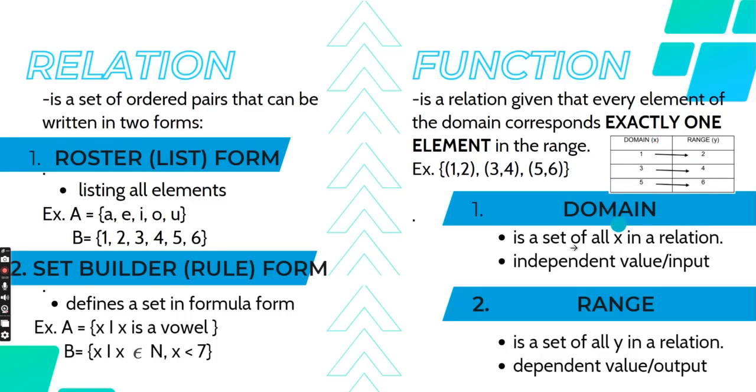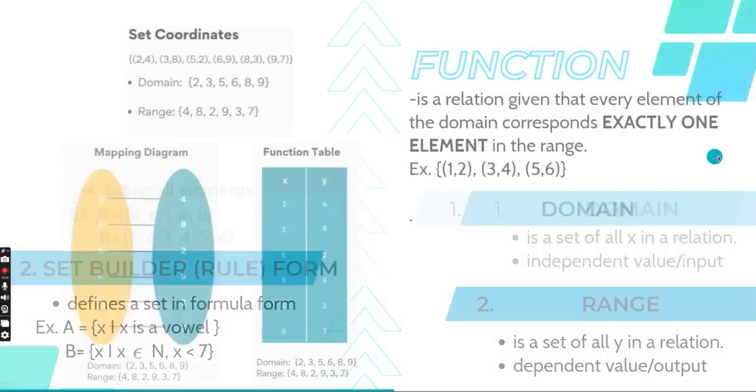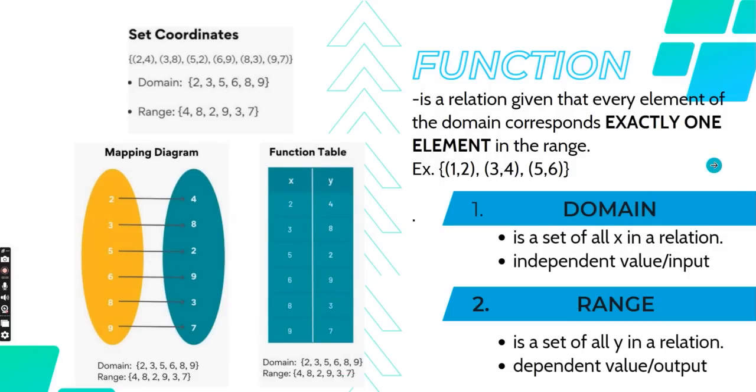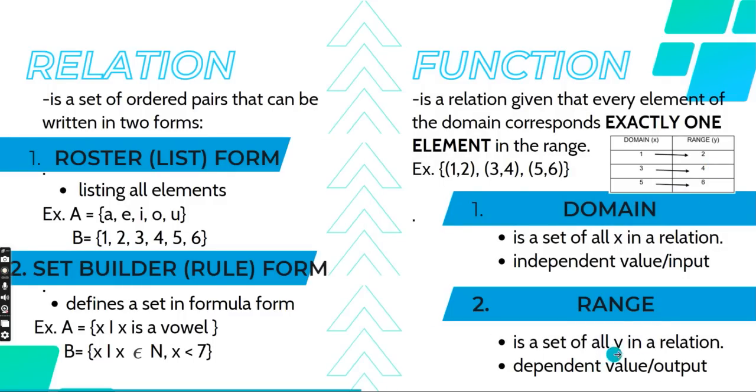When we say domain, it is a set of all x in a relation. So the domain here are the 1, 3, and 5. It is an independent value, or the input. While when we say range, it is a set of all y in a relation. These are the 2, 4, and 6. It is a dependent value or the output.